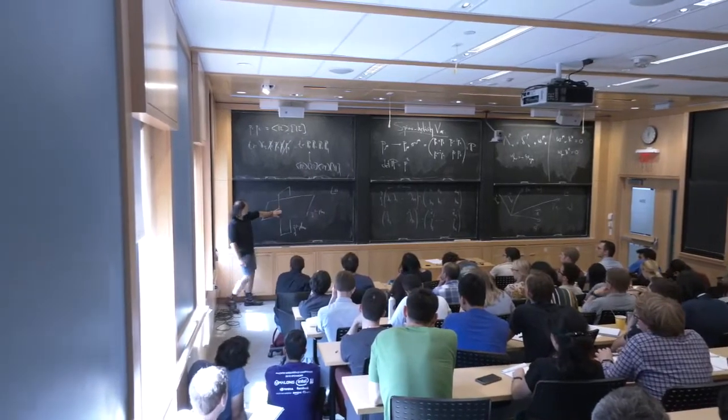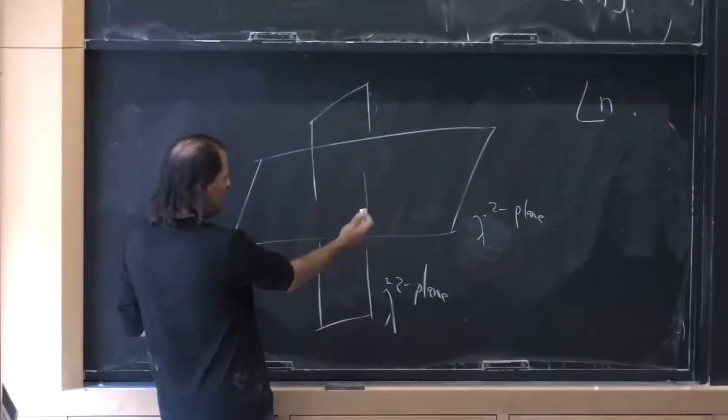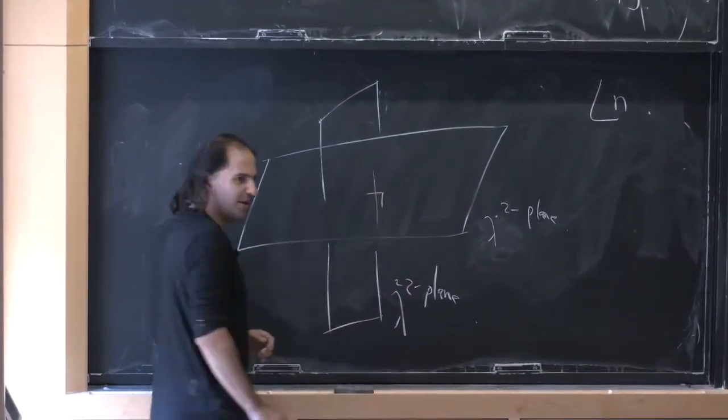Okay, but now there's a reason I've drawn it this way. So I've drawn it in a way that looks like lambdas are orthogonal to lambda tilde.